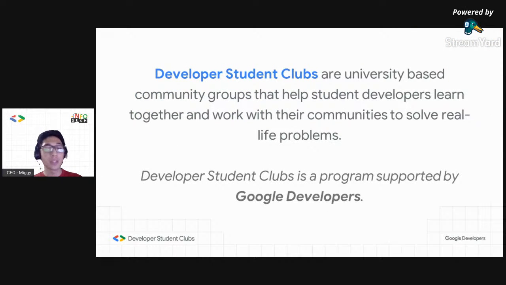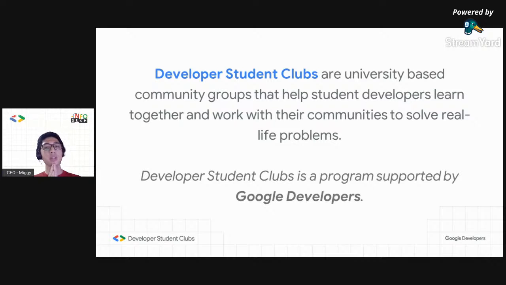Developer Student Clubs are university-based community groups, with an emphasis on groups that help student developers learn together and work with their communities to solve real life problems. So Developer Student Clubs is an organization. Usually it's just community groups na hineheld on various universities wherein we are building a community of student developers para mag-solve ng mga community problems. So later on, we would be describing what kind of community problems we are trying to solve.